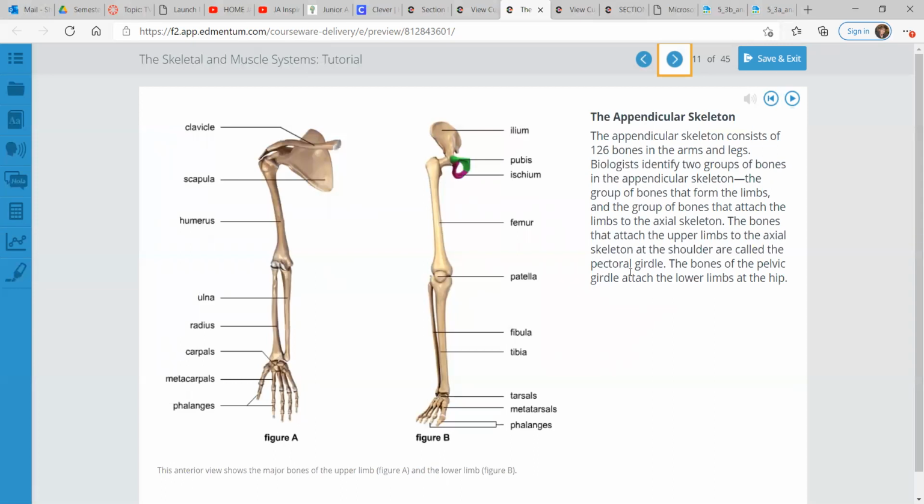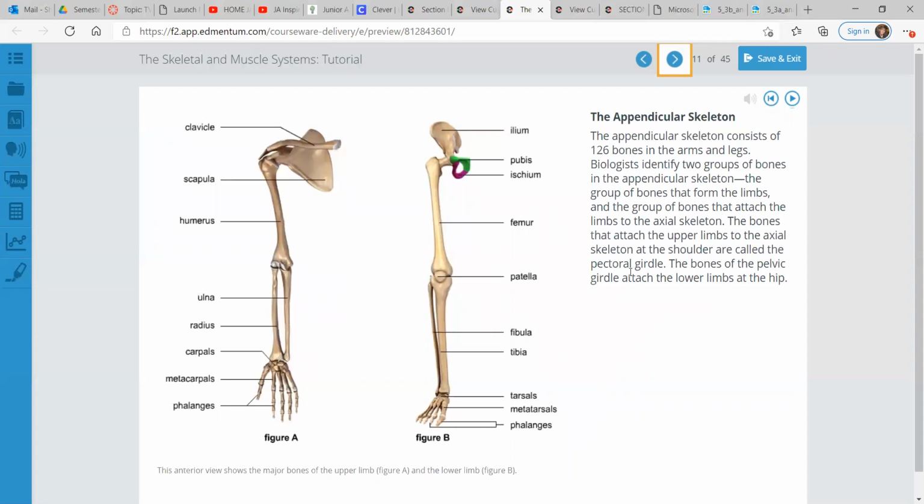Then we have the appendicular skeleton, or the peripheral skeleton. That is made up of your arms and legs, your limbs. And in this region, we have 126 bones in our arms and legs. Biologists identify two groups of bones in the appendicular skeleton: the group of bones that forms the limbs and the group of bones that attach the limbs to the axial skeleton.